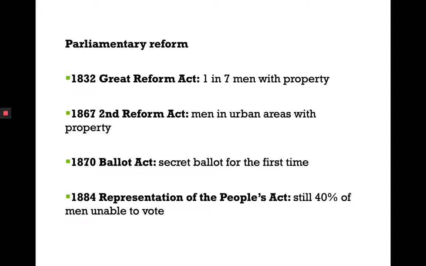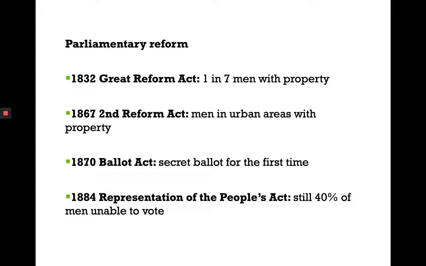A really important development in 1870 was the Ballot Act, which was the introduction of the secret ballot. Now, I guess we take for granted the fact that when we vote, our vote is secret. No one knows how we vote. But prior to 1870, the way you voted was a matter of public record. It was actually recorded the way that you voted. I think that's a really significant change in 1870.